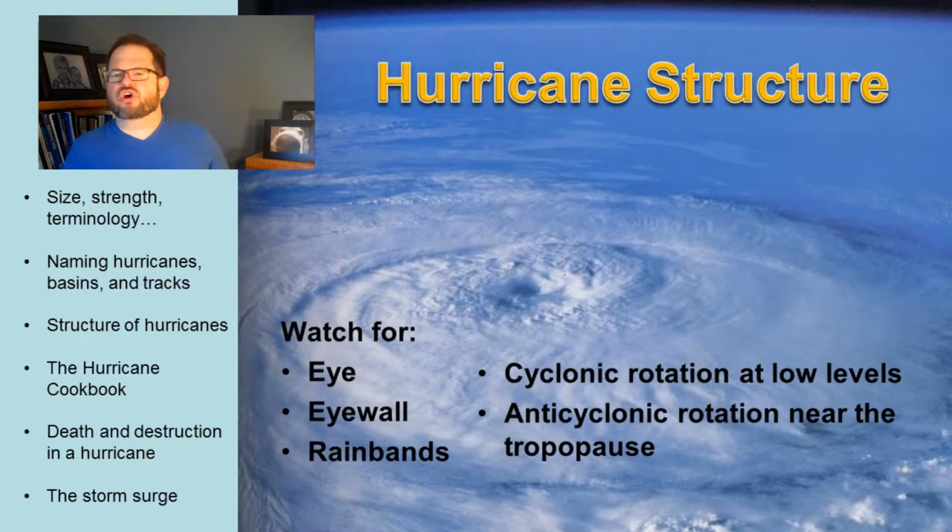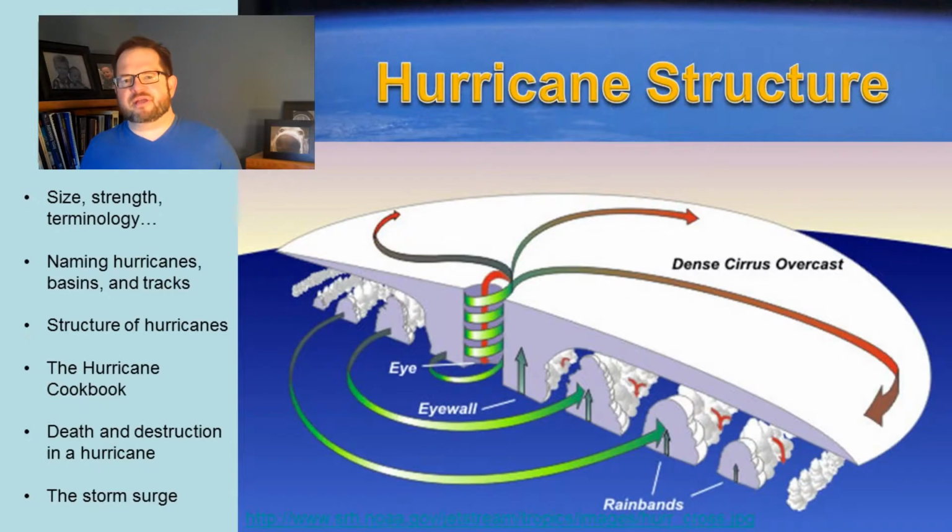Let's talk a little bit about hurricane structure. Your textbook does a fine job talking about this. Make sure you do read those pages in your textbook. And when you're reading those, if you haven't already, make sure you're watching for features like the eye and the eye wall and the rain bands and the circulation that's around the hurricane and so on. Let me just swipe a couple figures off the internet here to give you a sense of what we're looking at when we look at a hurricane.